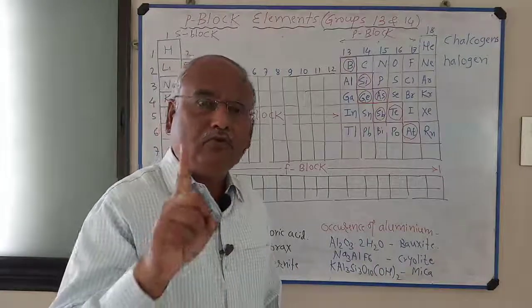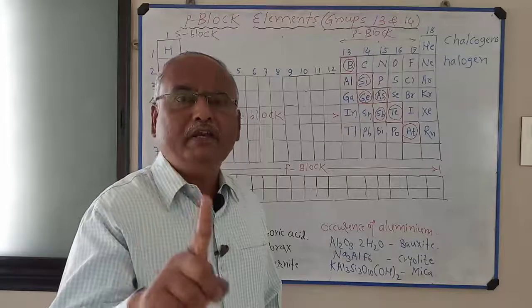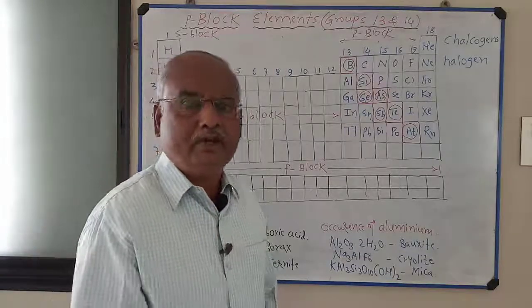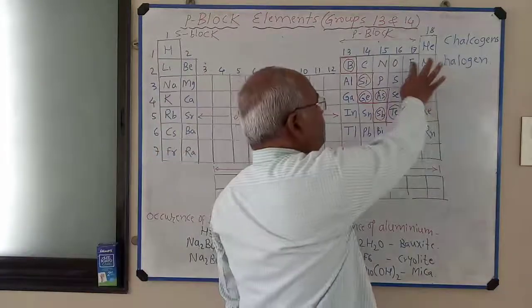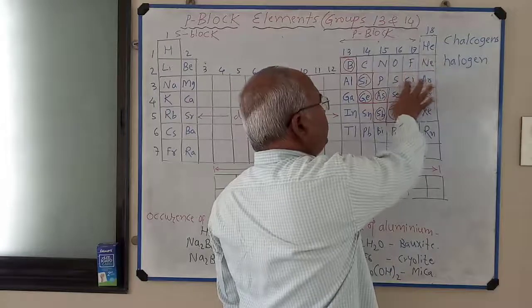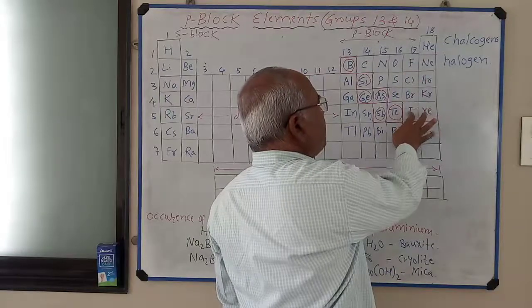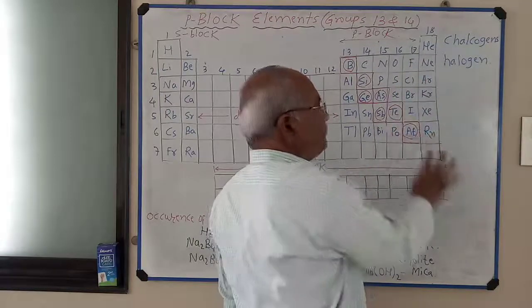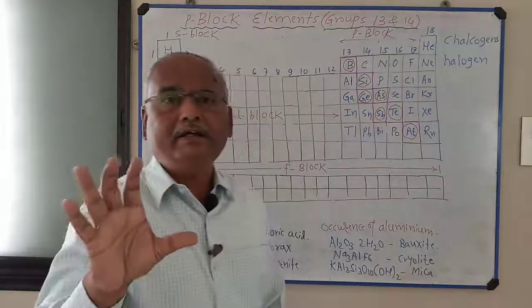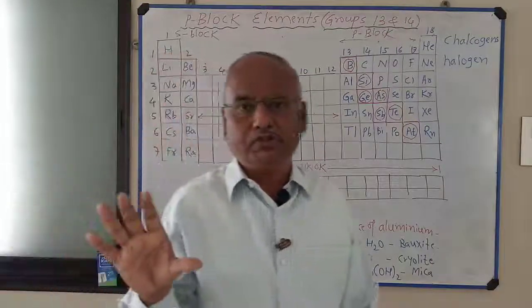You are also familiar with the halogen family. The elements fluorine, chlorine, bromine, iodine and astatine are collectively called halogens.